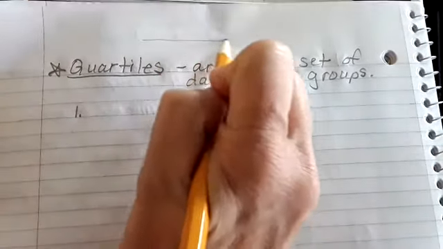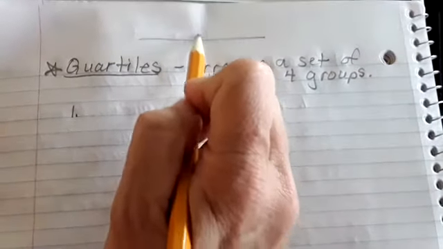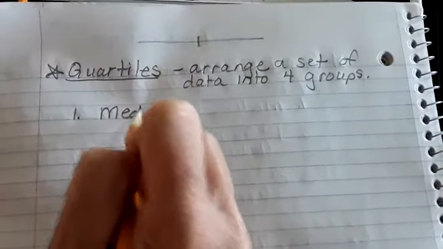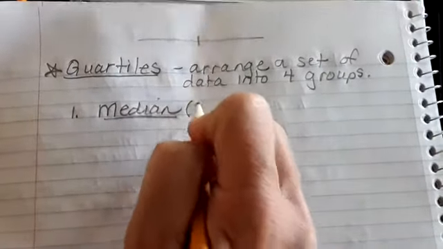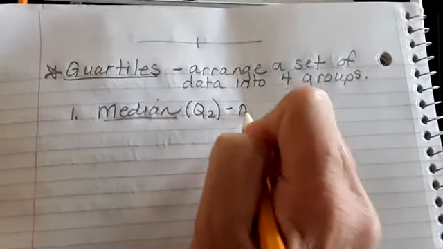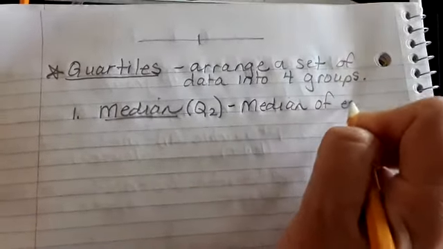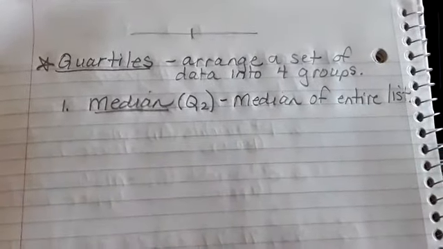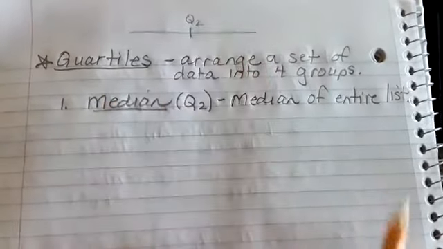So let's say this line represents your list of data. And if you want to break it up into 4 groups, the first thing you would do is split it right down in the middle. You've got 2 equal groups now. Well, that's finding your median. We actually call that the second quartile, but it is the median of the entire list. All right, so that is actually quartile 2.